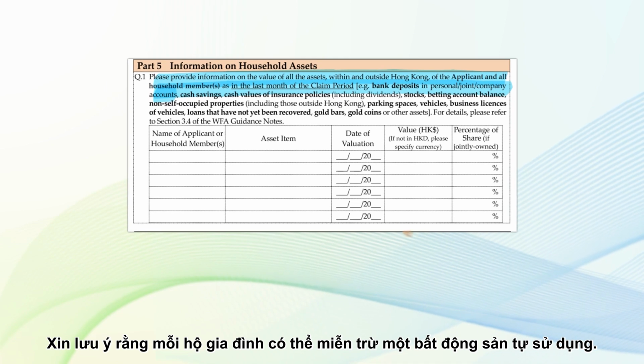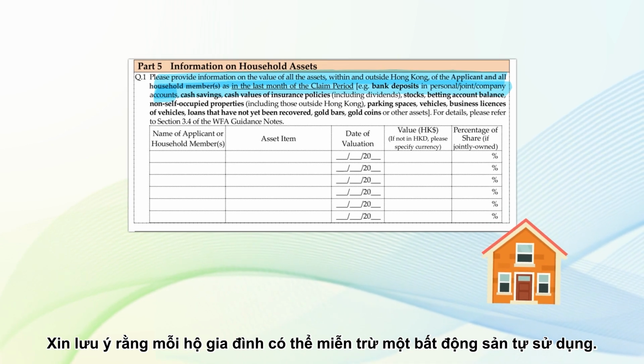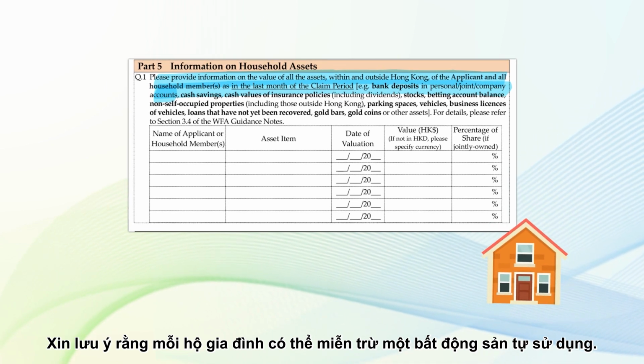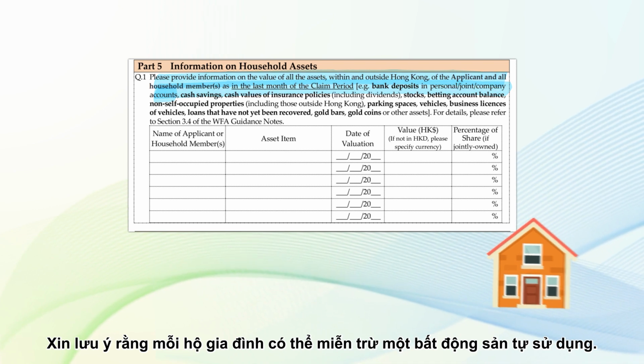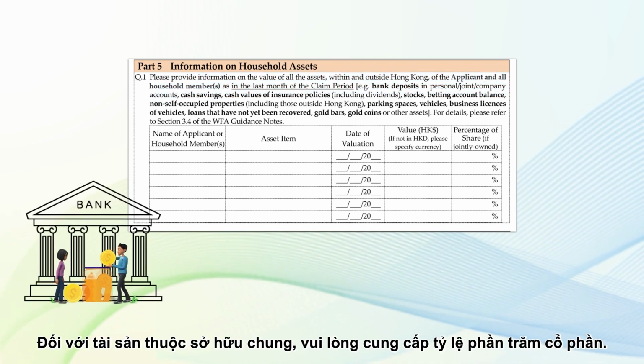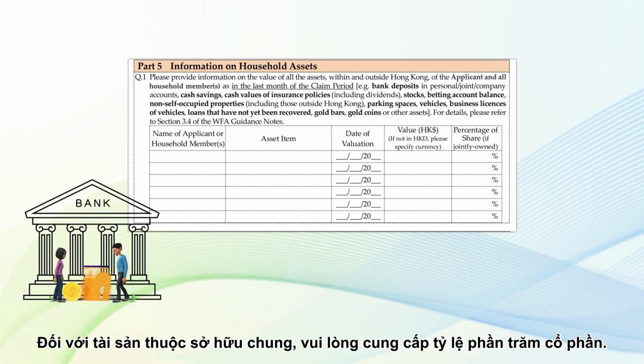Please note that one self-occupied property can be exempted from the calculation for each household. For a jointly owned asset, please provide the percentage of share.